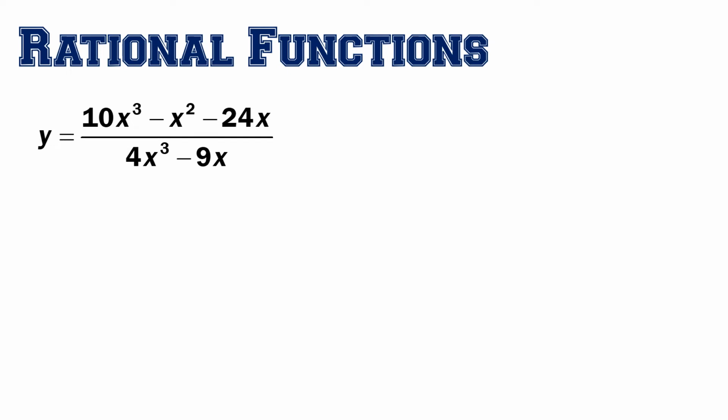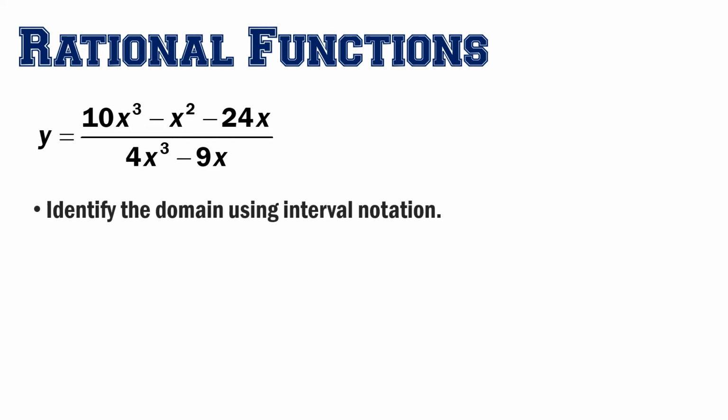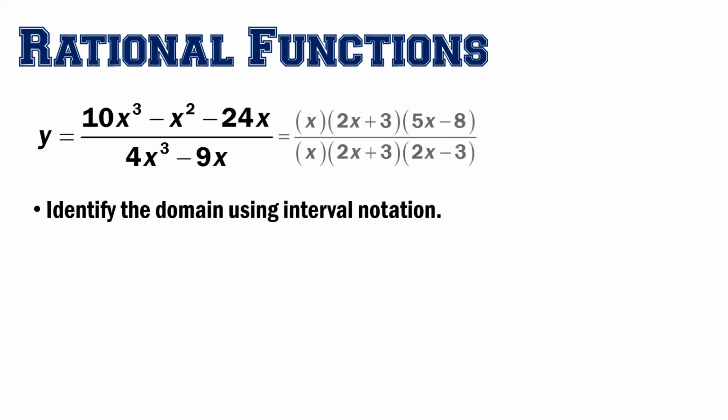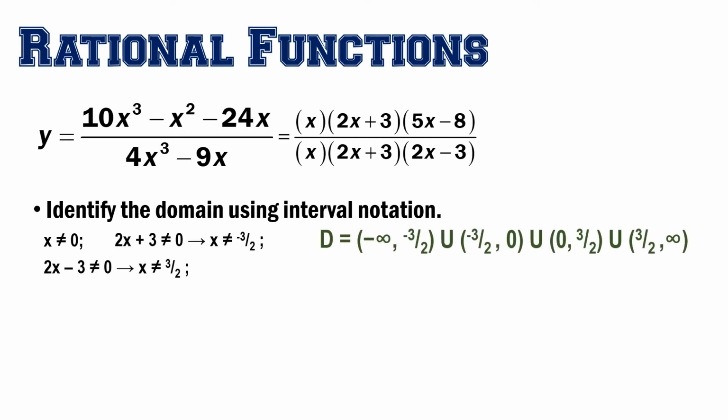In our final rational function example, we have a cubic trinomial being divided by a cubic binomial. We need to factor each of those cubic polynomials in order to identify the domain. Although I will not visually show you all the steps, I will say that I first factored out an x from both the numerator and the denominator. Then I took each of the remaining quadratics and used my factoring skills to break them down into their linear factors. Having 3 distinct factors in the denominator means that we may have 3 distinct values of x that could lead to a 0 in the denominator. Going through the work, our domain will be all reals except for the values of negative 3 halves, 0, and 3 halves.